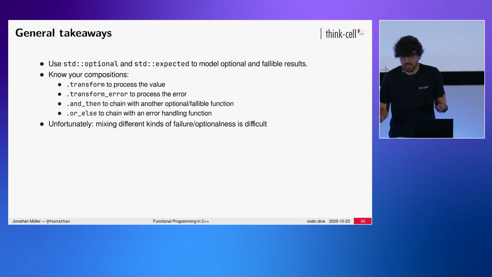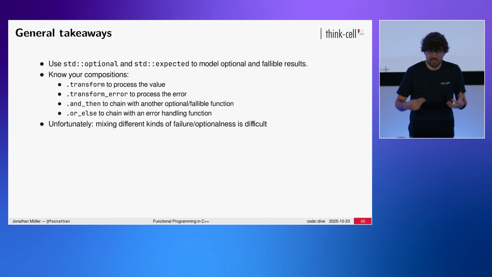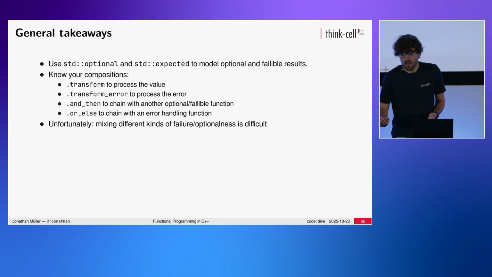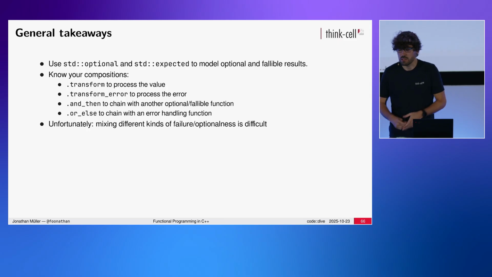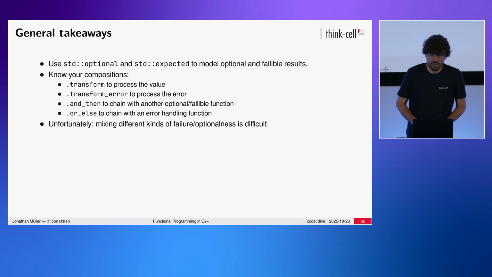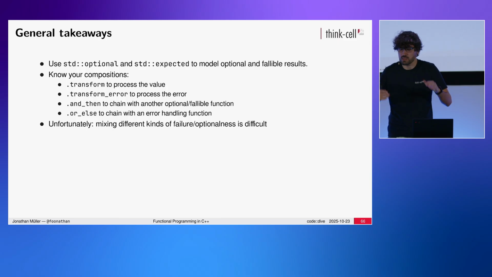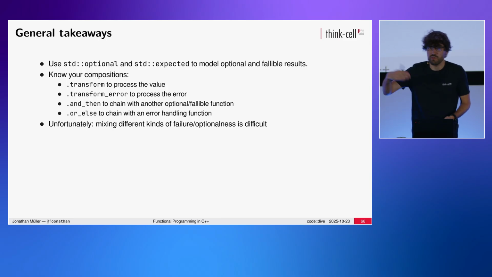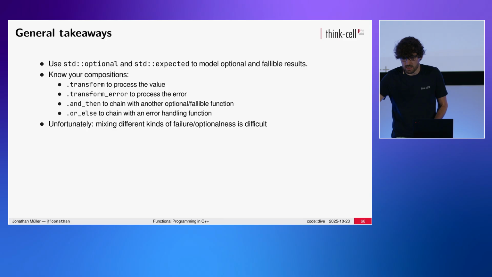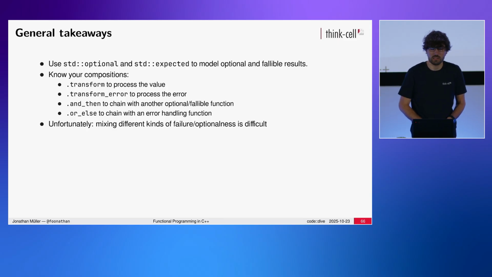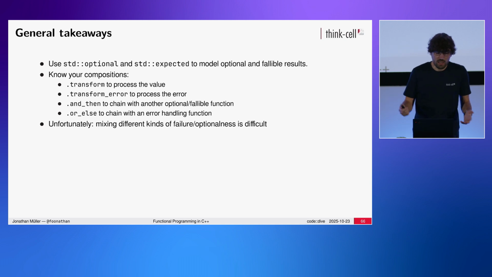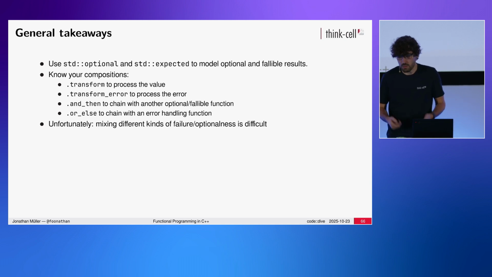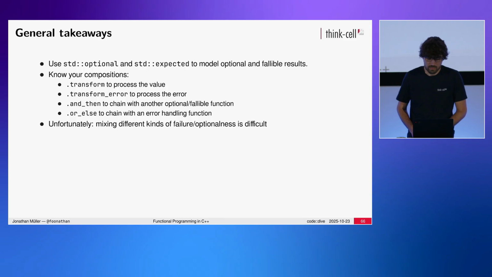But the general takeaway is that you can represent sort of failures using optional and expected. And then you have them reified in the type system, and you can compose them as values, right? So you can use transform to process values, transform error to process errors. You can use and then to chain them with functions that can themselves fail. So the failures are really obvious in the code now, because you just see which parts of the pipeline can introduce new failures, and or else you can use to do error handling. However, unfortunately, if you mix different kinds of failure, optional and expected, this is a bit difficult.